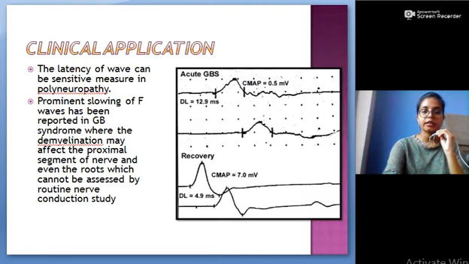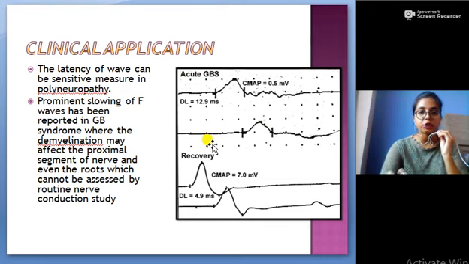Now we will be seeing the clinical application. As you can see, the latency is the most important or the most sensitive measure in polyneuropathy. There is a prominent slowing of F waves in GBS. F wave is a gold standard diagnostic measure in patients with GBS. You can see here, this is the normal or the recovery, and this is how the curve in patients with GBS is seen.